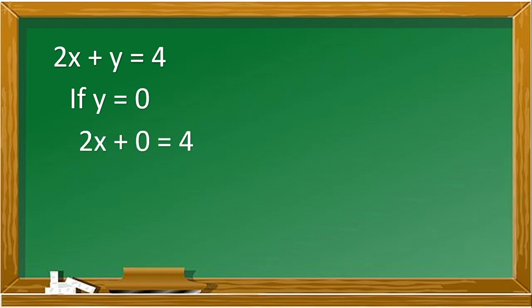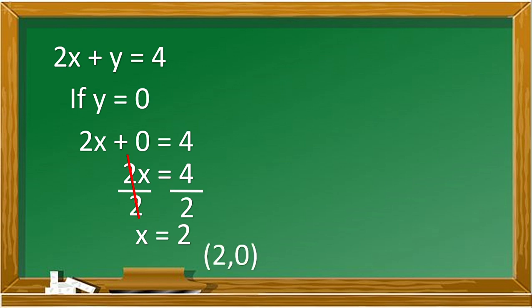So we have 2x plus 0, which is the value of our y, is equal to 4. And then 2x plus 0 is 2x is equal to 4. And now, let's apply the division property of equality by dividing both sides by 2. 2x divided by 2 is equal to 1x or x. And 4 divided by 2 is 2. Therefore, the value of our x is equal to 2. And in terms of ordered pair, this is 2 and 0. 2 and 0 is one of the solutions.